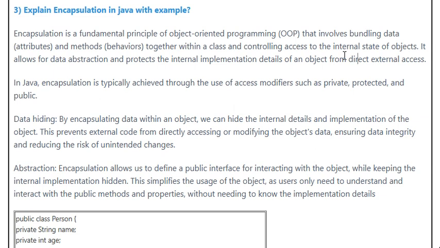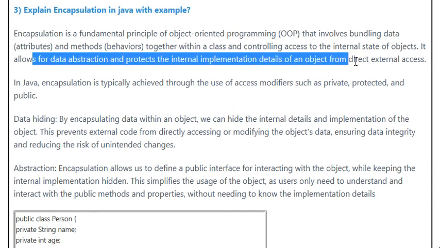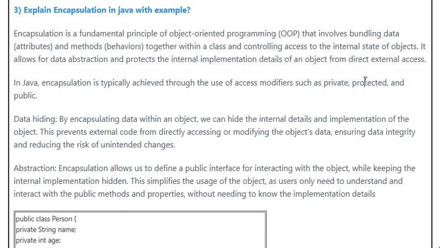So what is encapsulation? It is a mix of data attributes and methods within a class, and giving some control over how to access that class is called encapsulation. Okay, it allows for data abstraction and protects the internal implementation details of an object from direct external access. So if anyone wants to access a Java object, encapsulation will protect all the internal implementation details, and it will allow only what details are required. Only those details will be allowed for access.